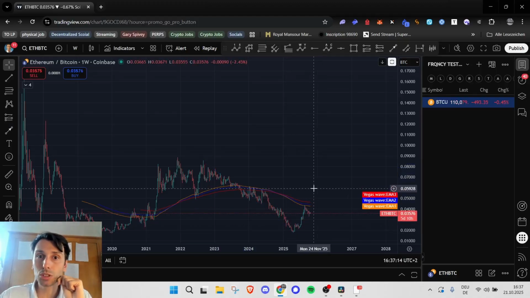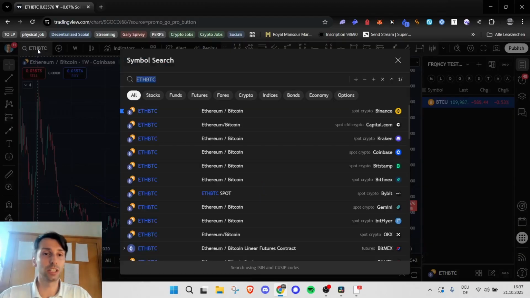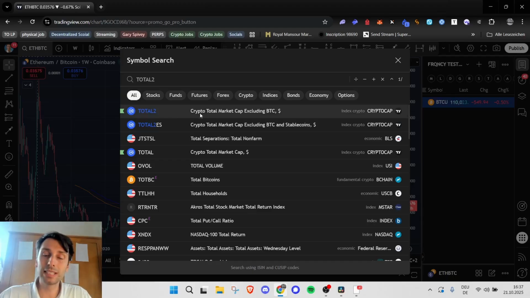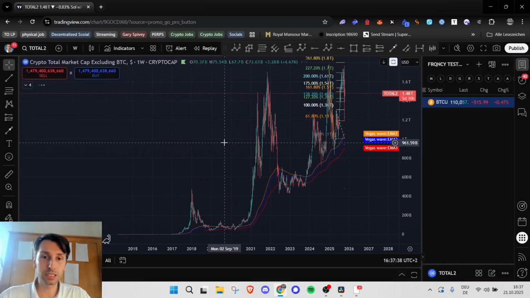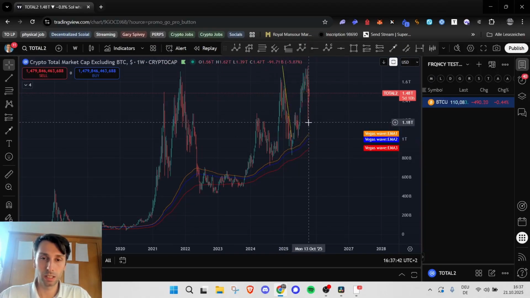So what this means is usually Ethereum introduces altcoin season, as it's the biggest altcoin, which is not really an altcoin anymore, but it's the biggest coin outside of Bitcoin. Another interesting chart you can look at is the Total 2. The Total 2 is crypto total market cap excluding Bitcoin. How is that doing?